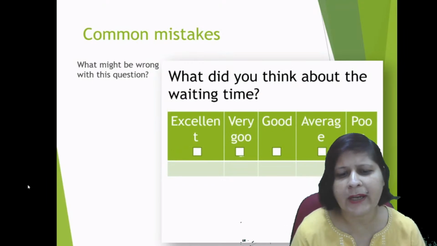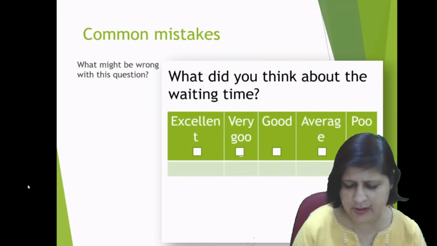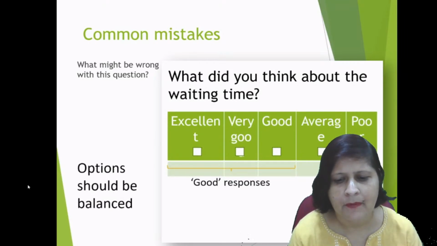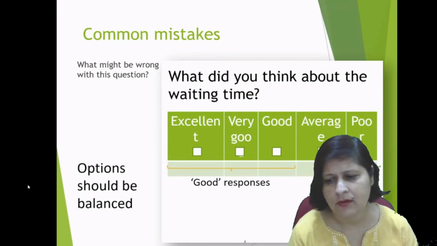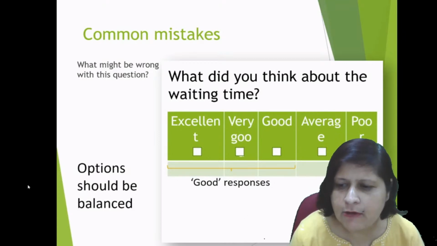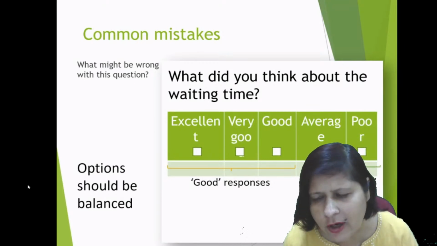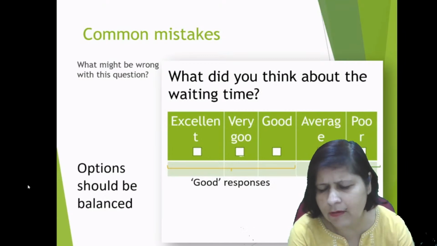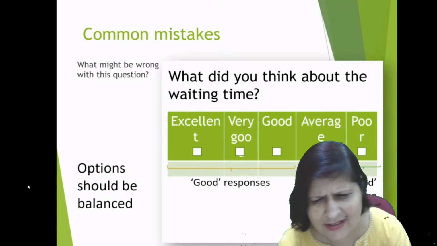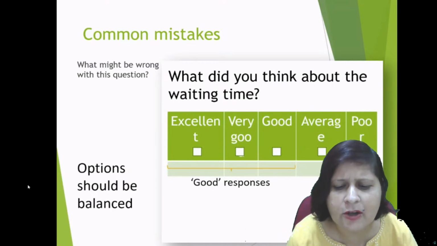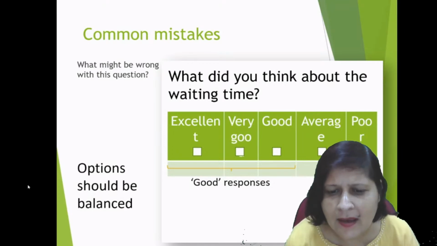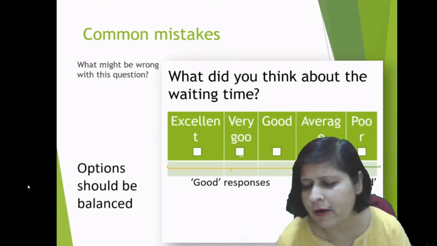What did you think about the waiting time? Excellent, very good, good, average, or poor? Options should be balanced, right? Excellent, very good, good, average, or poor. It should not be like that. Either this is good, or no, I don't feel it is good, neither very good, excellent, nor poor. I'll not say it is poor, but there should be another option. It should be balanced. It should be very good, good, average, poor, or very poor.